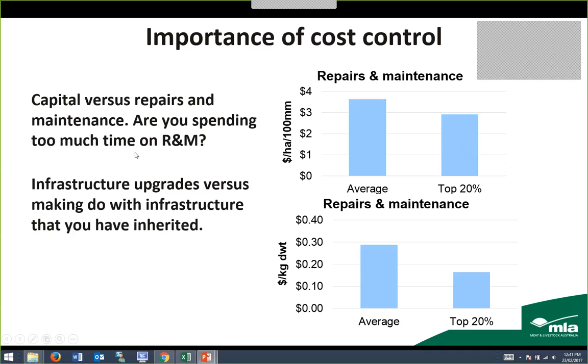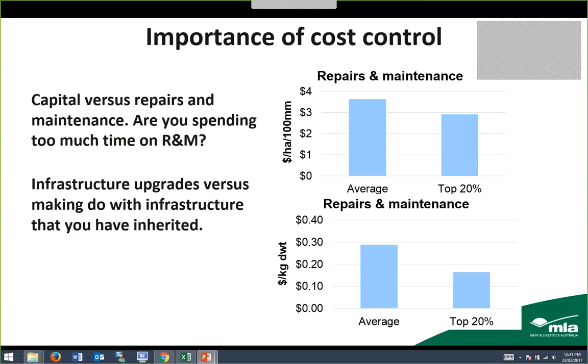Look, the question is, are you spending too much time on your repairs and maintenance? Maybe what the top 20% are doing in this case is actually saying, at a point, I'm going to stop spending on that trough that's leaking and just go and buy a new one because it's costing me 3 days of my time a year, or 3 days over 2 years, whatever it is. Now it's time for CapEx.